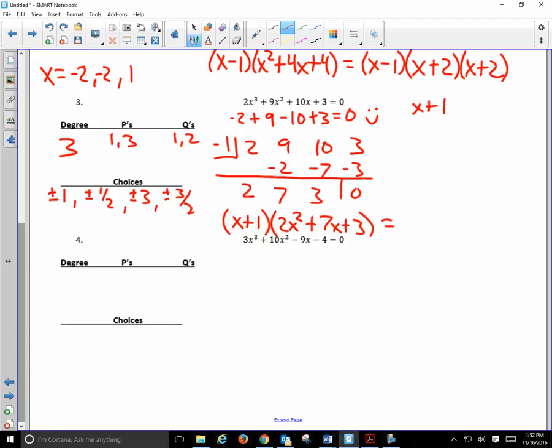Does 2x squared plus 7x plus 3 factor? Yes, it does. So 2x and x. And what are we going to have? So what are my solutions?